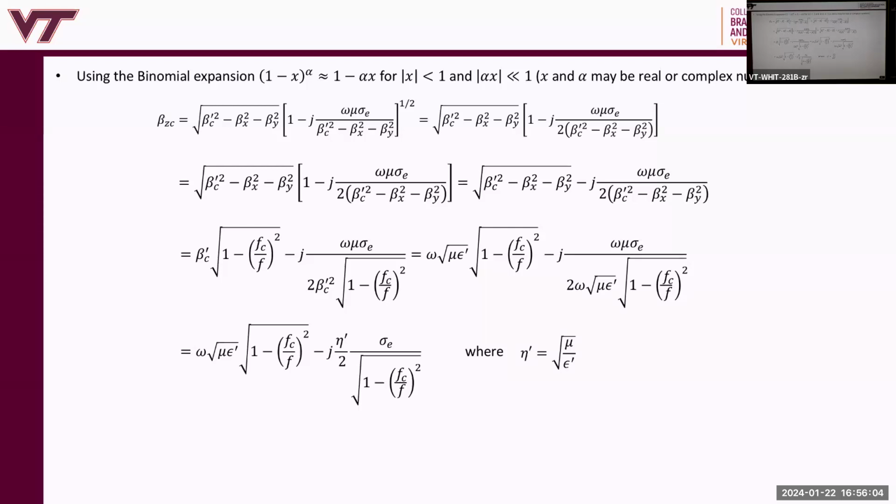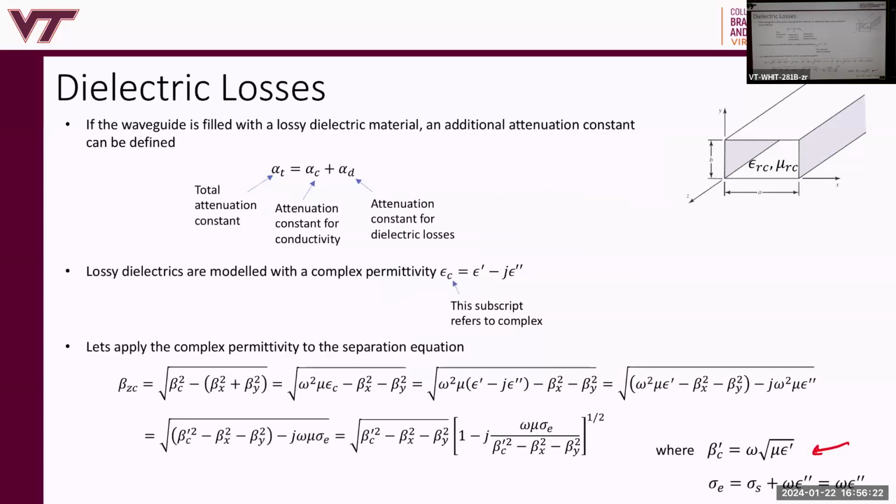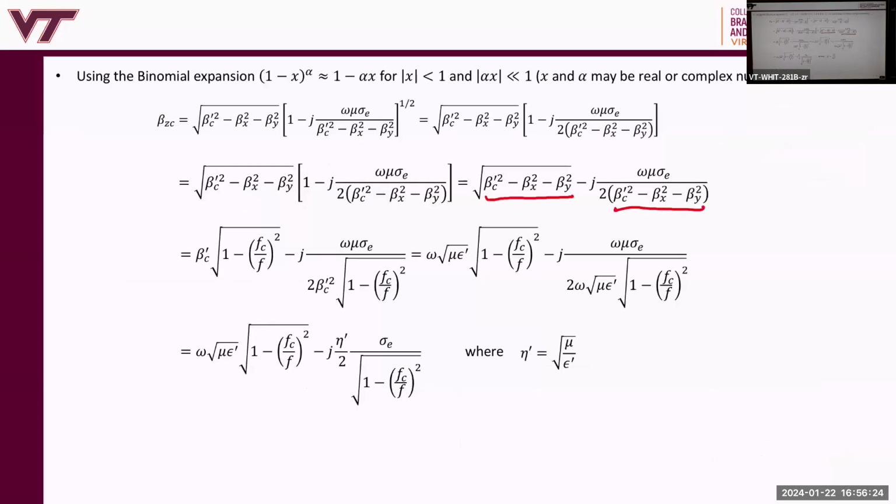All right, let's see what we're doing here. We recognize these two terms, this one and this one. What we can say here is that we have beta c prime squared minus beta x squared minus beta y squared. So beta c prime, we said, was omega squared mu epsilon, all right? So we have beta c times the square root of 1 minus fc over f squared.